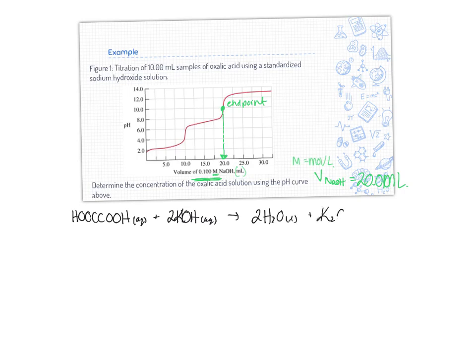and K2OOCCOO, which is aqueous. I know it's weird. I said the H's have to go on the beginning and the end of oxalic acid, but we write metals first in an ionic compound, so K2 gets written together. Writing out what we know, we have the volume, and we're looking for the concentration of oxalic acid. We have the volume of our NaOH, again, read from our graph. It was our 20 mL, and the concentration was 0.100 moles per liter.